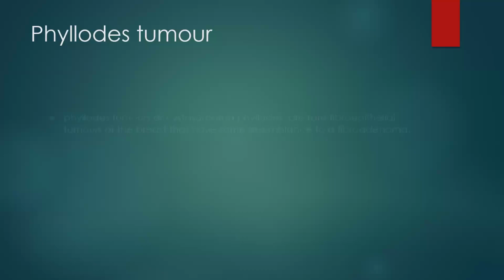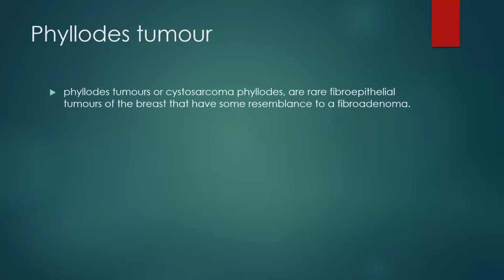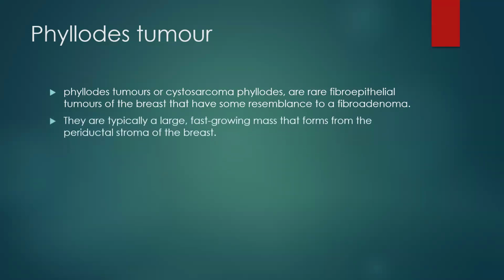The last thing is the phyllodes tumor. Phyllodes tumor, or sarcoma phyllodes, is a rare fibroepithelial tumor of the breast that has some resemblance to the fibroadenoma. They are typically large, fast-growing masses that form from the periductal stroma of the breast.